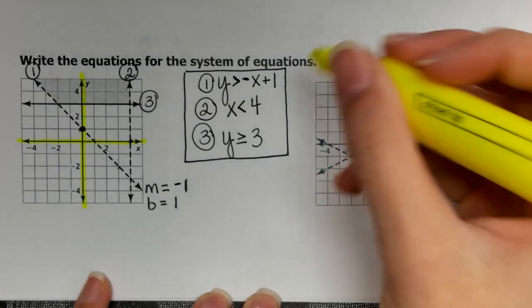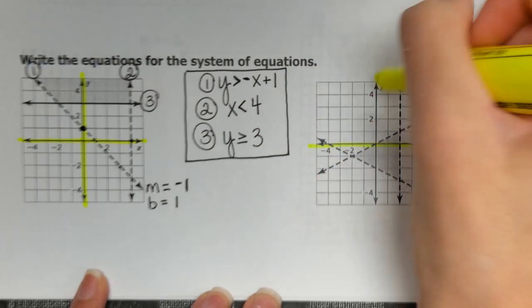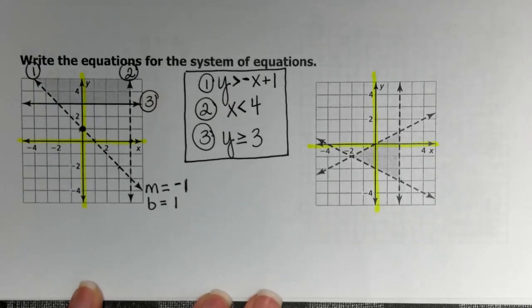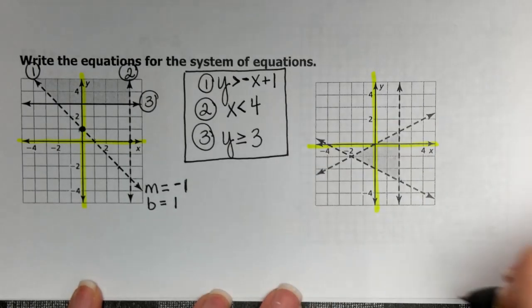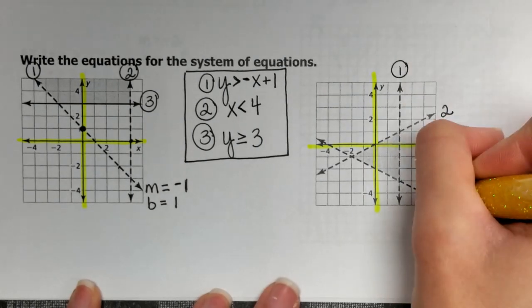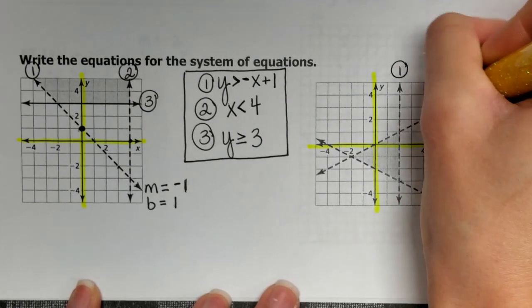Okay, on the next one, I'm going to just highlight my x and y axis so I don't get confused. You don't have to if you can see them separately. If you number them, you can number them in whatever order. I typically just go clockwise.